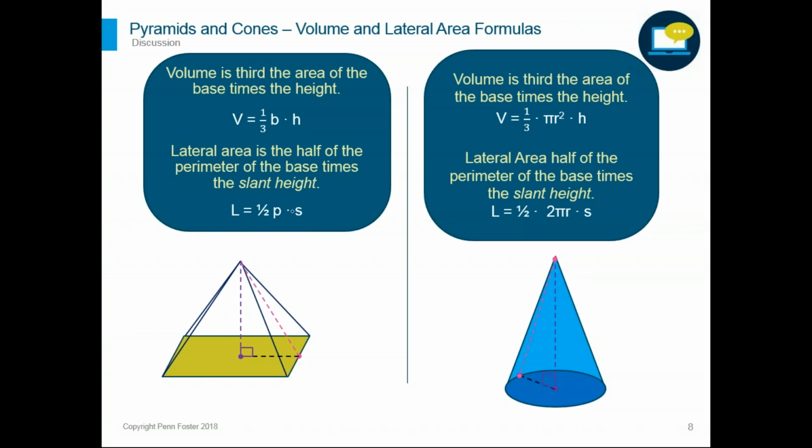The same way for the lateral area, half times the perimeter of the base times the slant height. When you go over the formulas for lateral area, you will notice that lateral area always speaks about slant height and perimeter. Volume always deals with the area of the bases and the height.